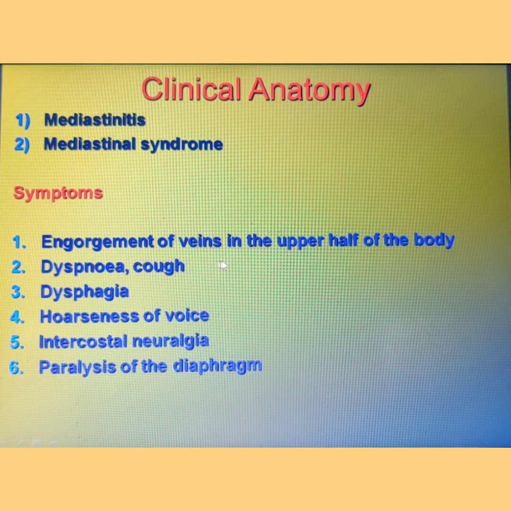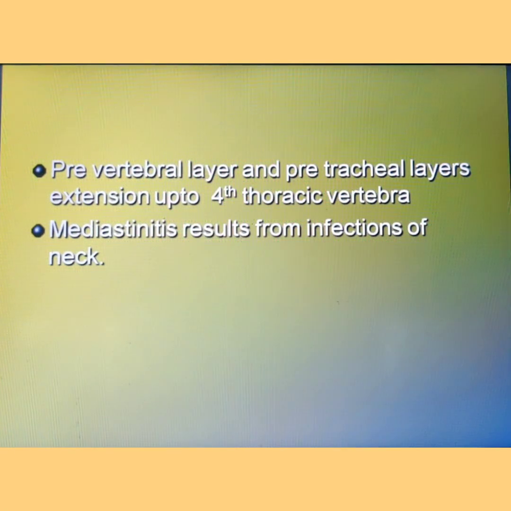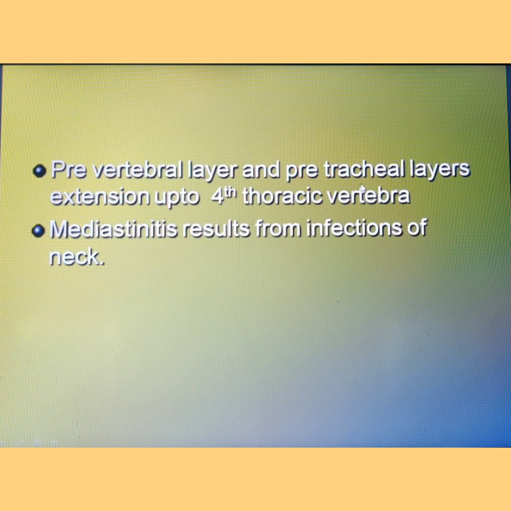Now what are the symptoms of this? The engorgement of the veins in the upper half of the body, dyspnea, difficulty in breathing, dysphagia, difficulty in swallowing, hoarseness of the voice, intercostal neuralgia, and paralysis of the diaphragm. So these are the symptoms related to mediastinitis and mediastinal syndrome. Now the prevertebral layer of the deep cervical fascia and the pretracheal layer extend up to the fourth thoracic vertebra. So mediastinitis results from infections of the neck, right?